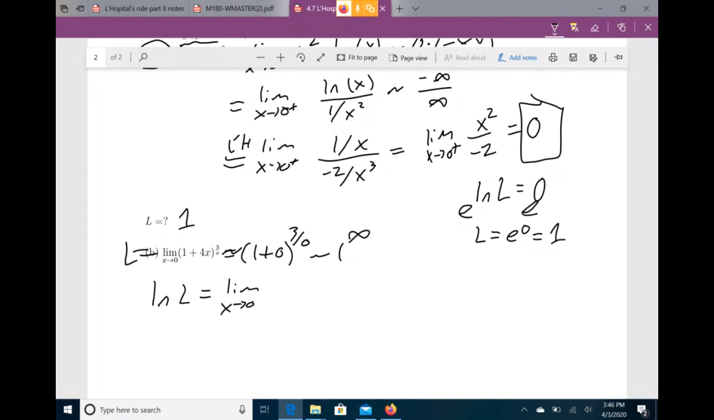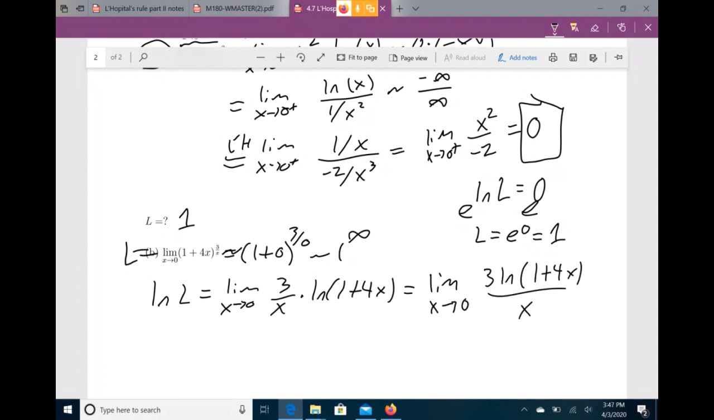When you take the natural log of the expression involving the limit, you can move the 3 over x term out front. And then you're left with the natural log of 1 plus 4x. And this you can easily write now as a fraction. You get 3 ln(1 plus 4x) divided by x.